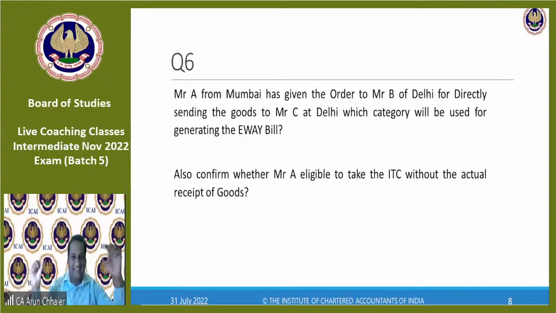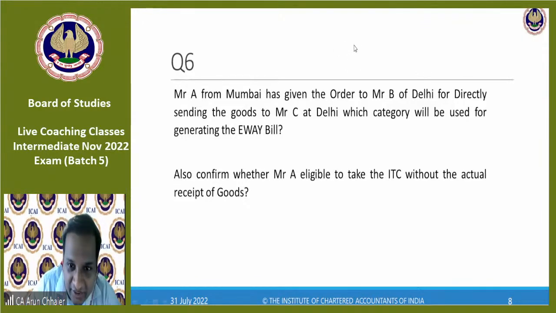Yes. Technically, what is the name of that model? What is the technical name of that particular concept, which we use so that we can change the address of the recipient, putting C's address instead of A's address? That model is called bill to ship to.